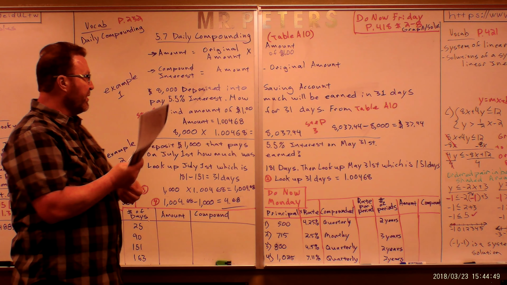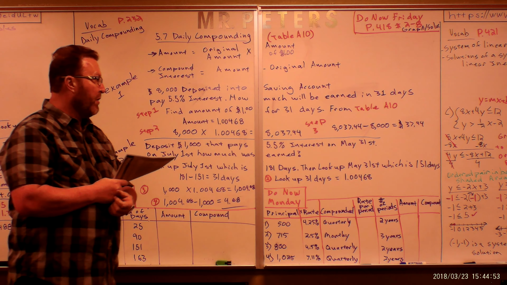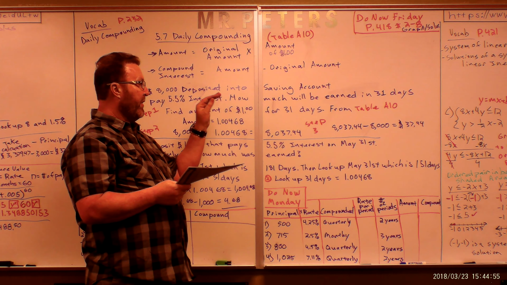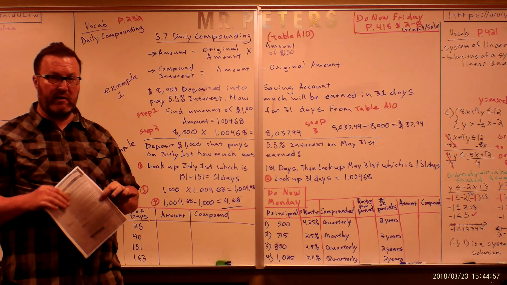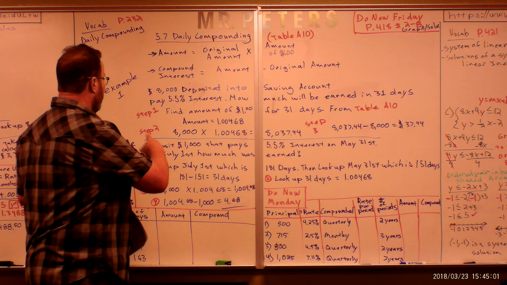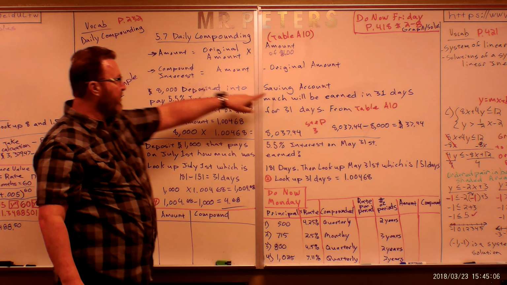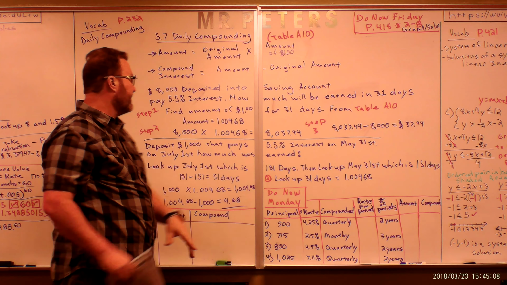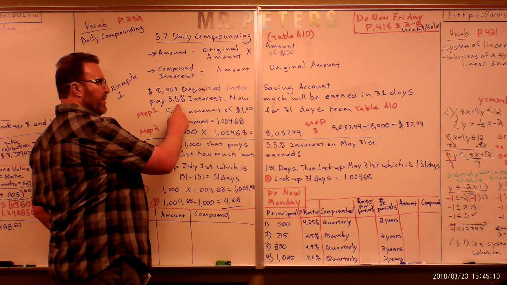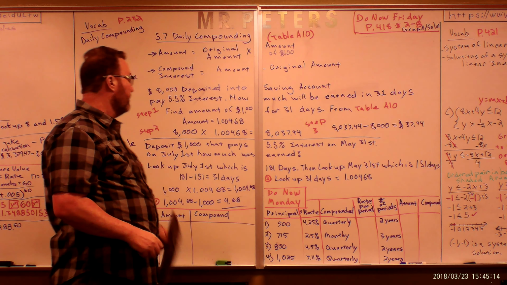So in the examples, this one's a little bit different. Obviously, I don't have anyone to read this, so I'm putting the necessary information that's in example 2 that you need to focus on. Example 1 and 2. So example number 1, they're taking $8,000 and they're investing it into a savings account. It's paying 5.5% interest. How much will be earned in 31 days? We're trying to figure that out.